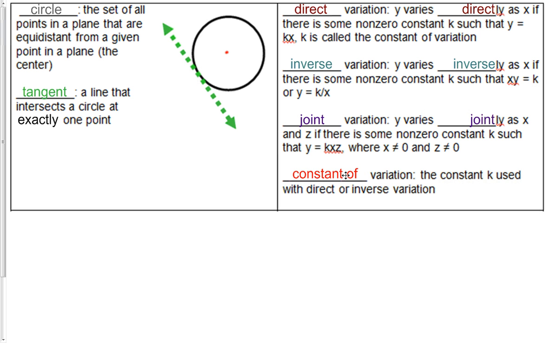Finally, we reference this quite a bit, the constant of variation is that letter k. The constant k used with direct or inverse, or in this case, joint variation. That constant could be any number. It could be 1, in which case you wouldn't see it written down explicitly, or it could be any positive or negative number.